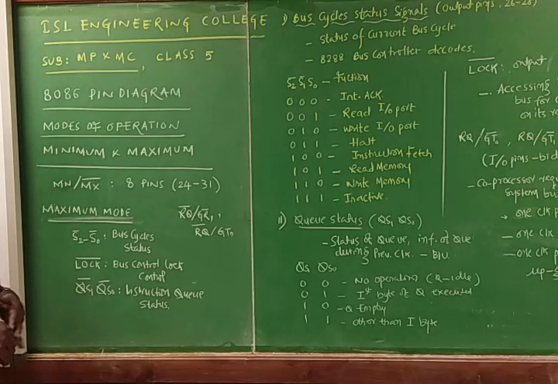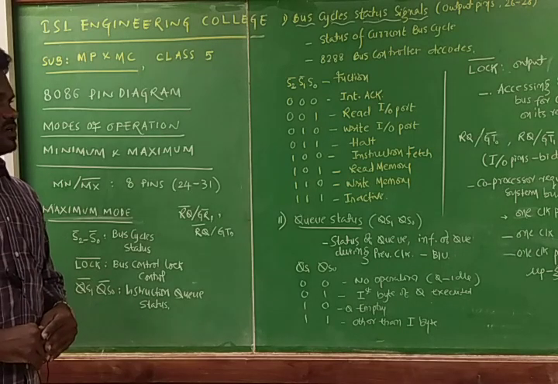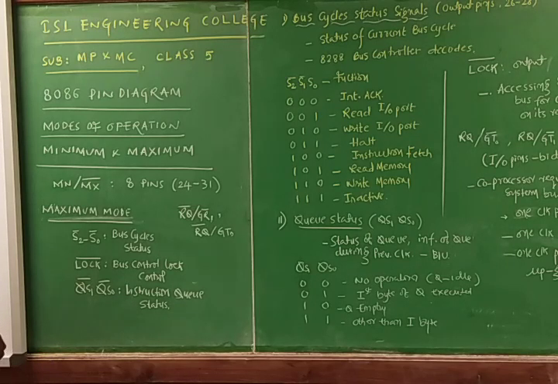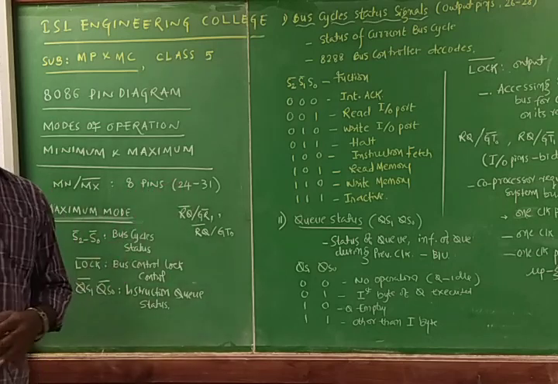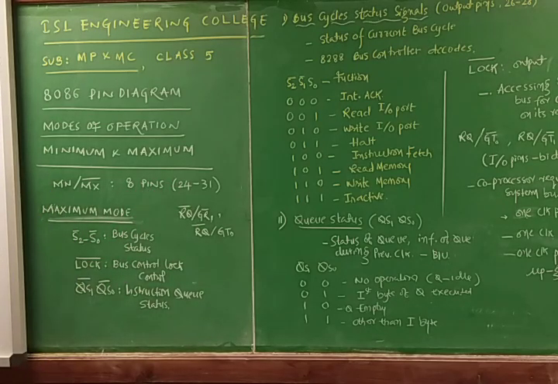Coming to the maximum mode of operation, we are going to discuss the maximum mode signals. In the minimum mode and the maximum mode, there are 8 pins that serve the specific functions, and those 8 pins are from 24 to 31. The remaining 32 pins serve the common function in minimum mode and maximum mode, which we have discussed in the earlier classes. Whenever this microprocessor is operating in the maximum mode, these 8 pins serve some specific functions, and those specific functions are given here.